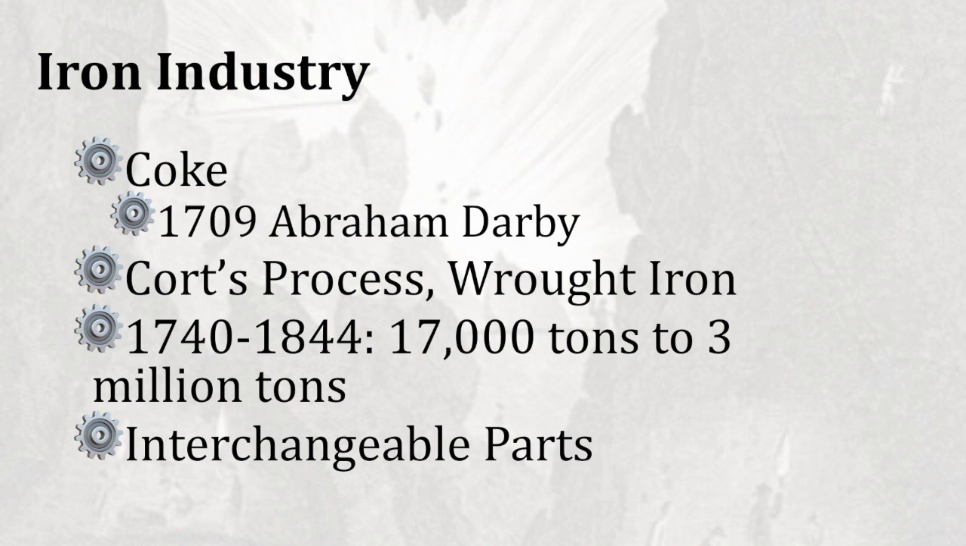In 1784, British inventor Henry Cort created a process that made it possible to produce wrought iron, which was more malleable and softer than regular iron. By 1790, 4/5 of Britain's iron was made with coke, using the Darby method. Britain's iron production rose fast from 17,000 tons in 1740 to 3 million tons in 1844, as much as in the rest of the world put together.